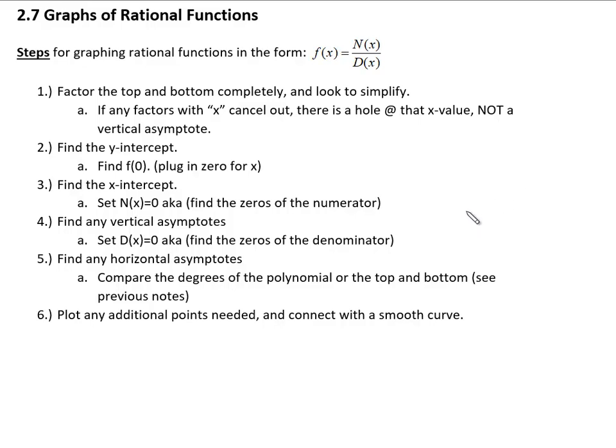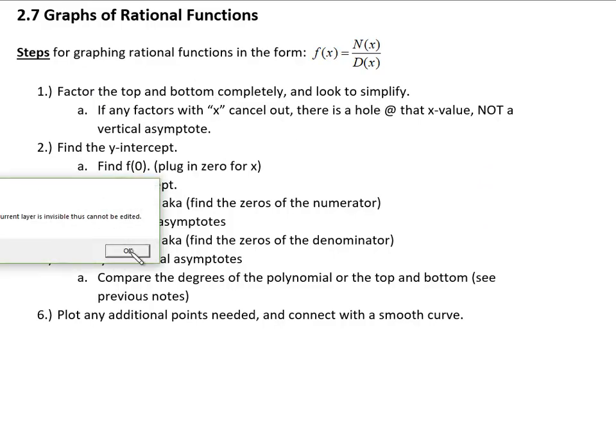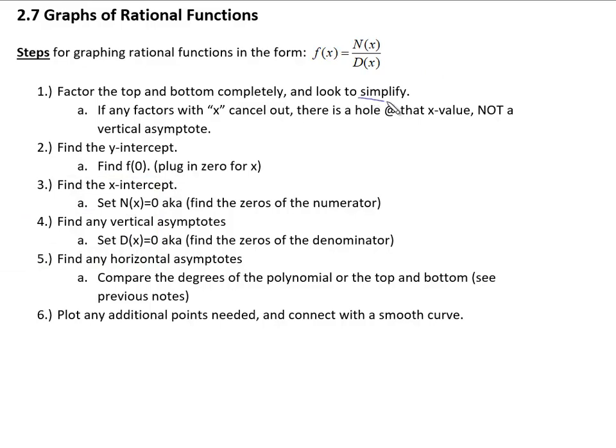Okay, so our 6 steps. The first one is we need to factor the top and bottom completely, and we're looking to simplify as much as we can. Next, if there are any factors that have an x in them and they cancel out between the top and bottom, what would have been a vertical asymptote isn't an asymptote anymore. It's a single hole in our graph. We talked about those, where your graph may curve, get to that x value, have an open dot, and then continue curving. So that's possible if we run into one of those.